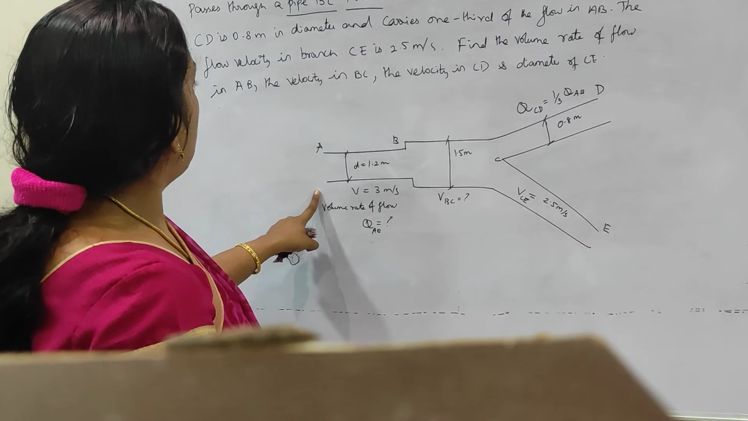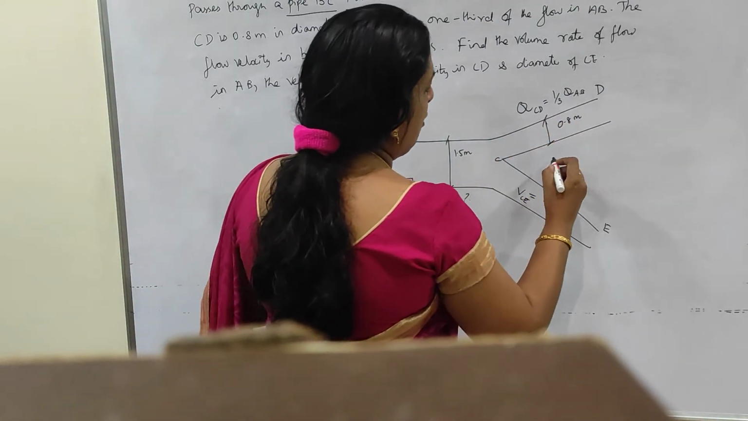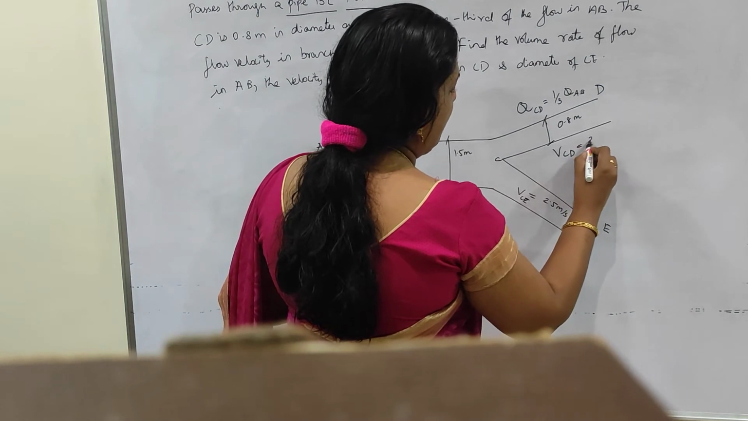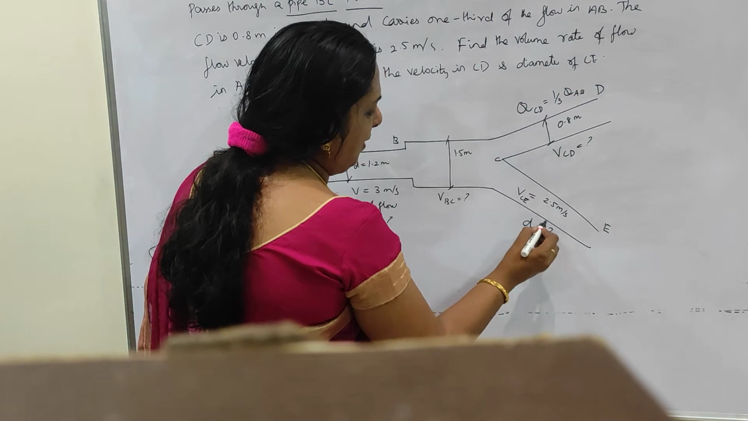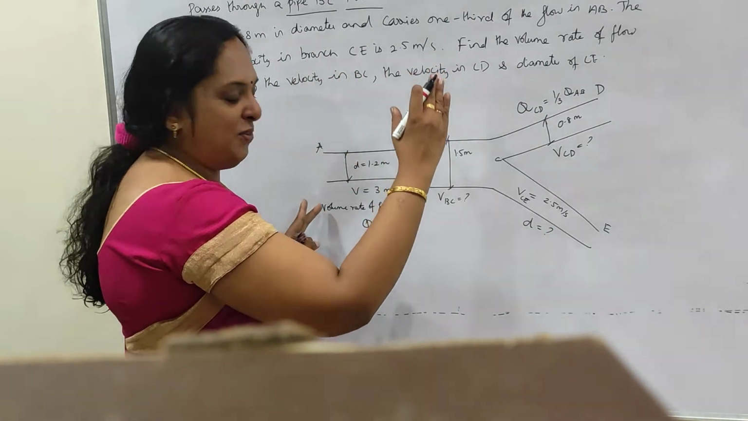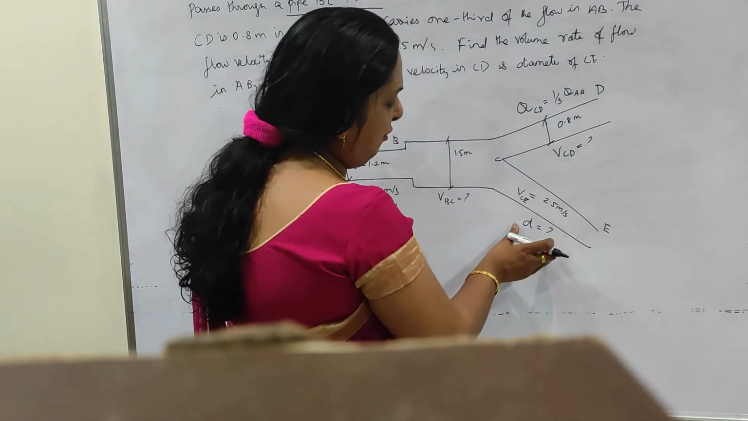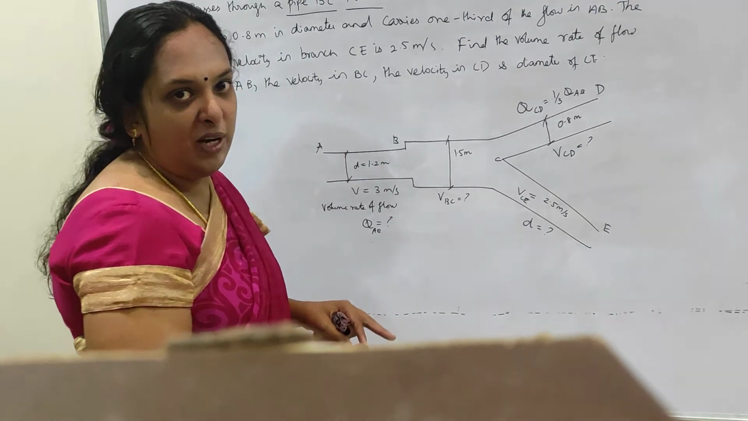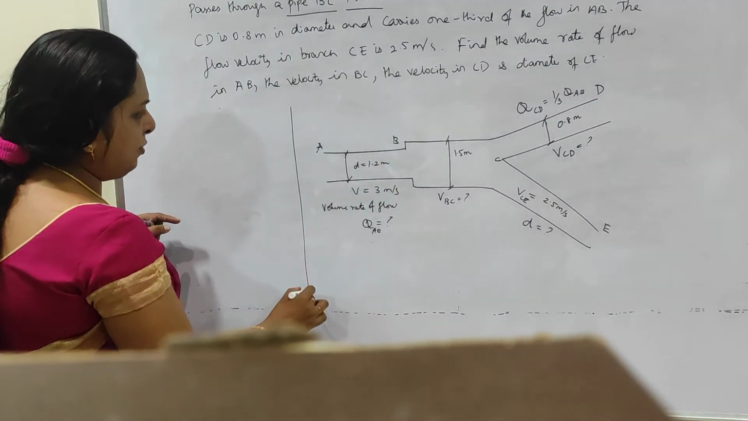And find the velocity in BC and the velocity in CD. So in CD also I have to find out the velocity. And the diameter of CE. Here I have to find out the diameter. See, in the same problem itself, we could see all the types of questions. Discharge we have seen. Velocity we have to find out. And the diameter also we have to find out. So we will just write out these values here.